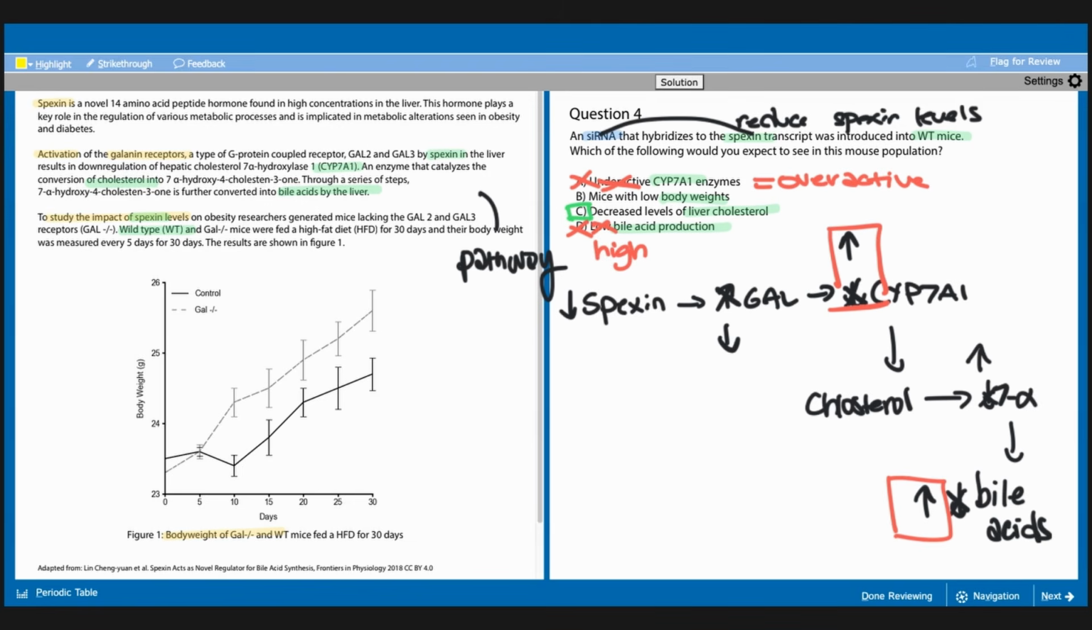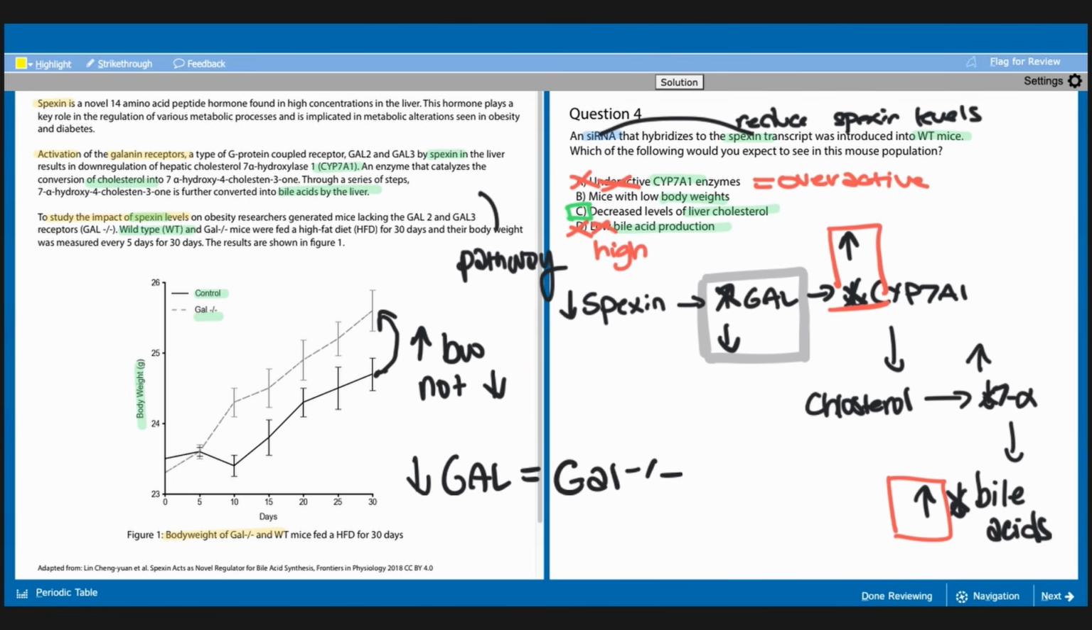Lastly, we can go ahead and look at B, and for this, we'll jump back to our graph. If we investigate our graph, we just need to kind of connect this back to the gallinin receptor, because remember, the graph was connecting body weight with the gal receptor, and we have gal receptors in our pathway. In this particular instance here, we can see that we have low gal. Low gal would correspond with the knockout in this particular case, or that dotted line, the gal minus, and we can see that the gal minus ends up having a higher body weight when we compare it to the control. So we should expect to see mice with higher body weights, not mice with lower body weights, if we decrease the amount of spexin that is present in this particular situation.